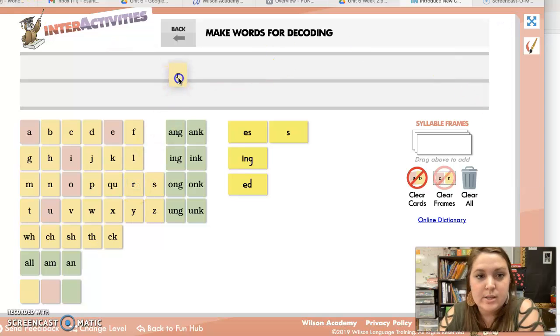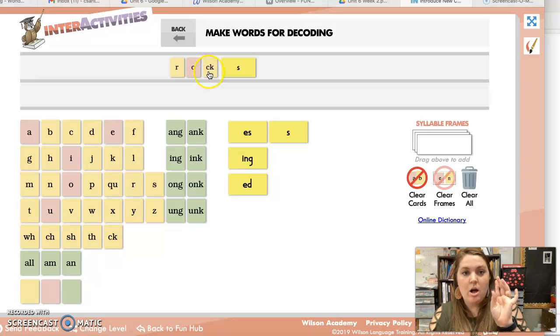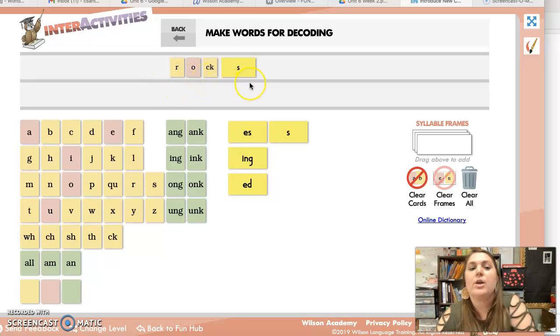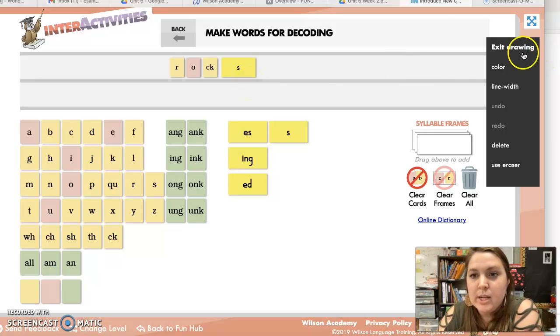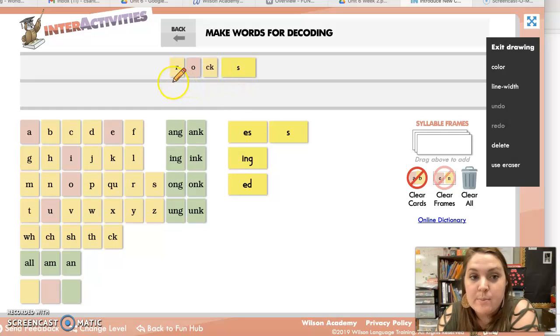All right, here is our next word that we are going to tap out today. Let's tap it. Rock, rocks, rocks. All right, do you remember how we mark it up? What is our base word? Rock is our base word, so we underline our base word. And then what else do we need to do?